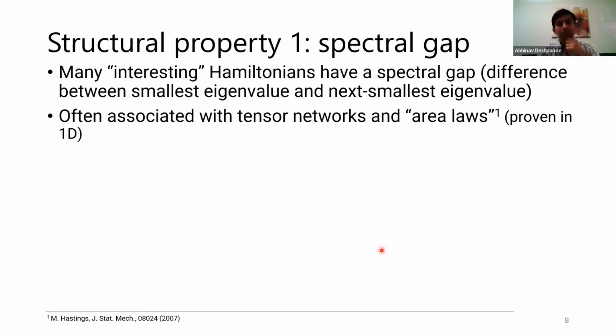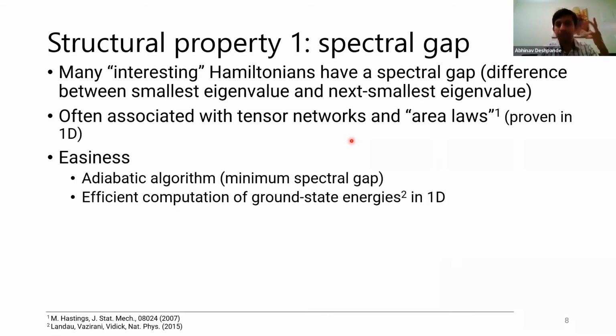The spectral gap is often associated with nice properties such as existence of tensor network representations and so-called entanglement area law, which have been rigorously proven in 1D, but conjectured for higher dimensions. It also implies easiness in various senses. The performance of the adiabatic algorithm is decided by the minimum spectral gap from the initial Hamiltonian to the final Hamiltonian. And as I mentioned earlier, it's also easy to compute ground state energies in 1D.